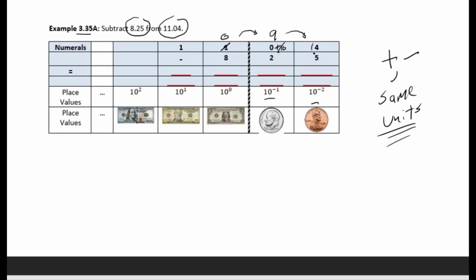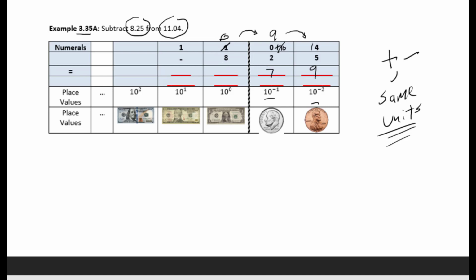So 14 minus 5 is 9, right? So now I am subtracting pennies from pennies. And now here I'm subtracting dimes from dimes. This regrouping allows the whole system to work. So 9 minus 2 is 7.